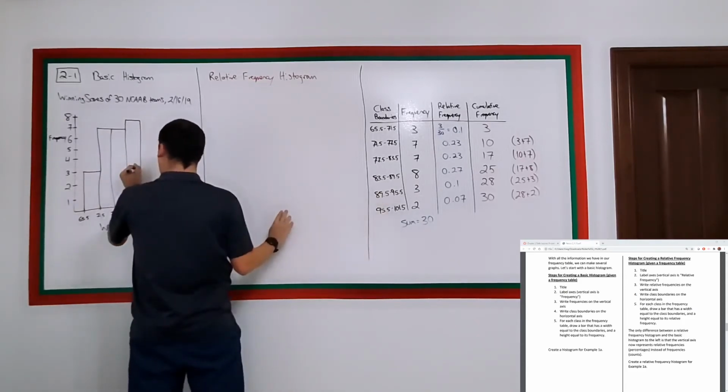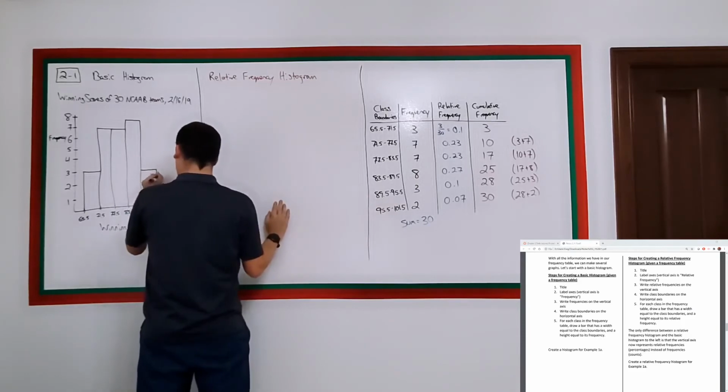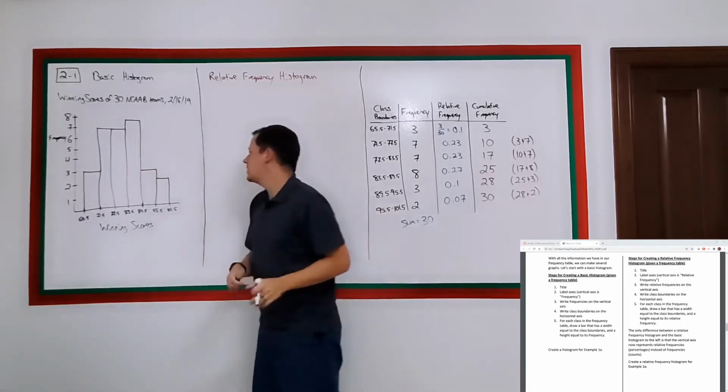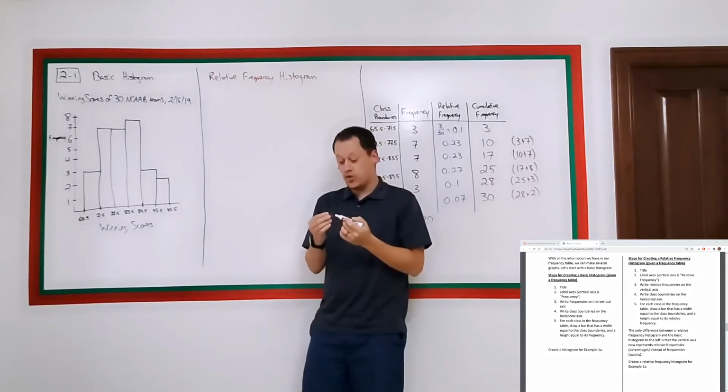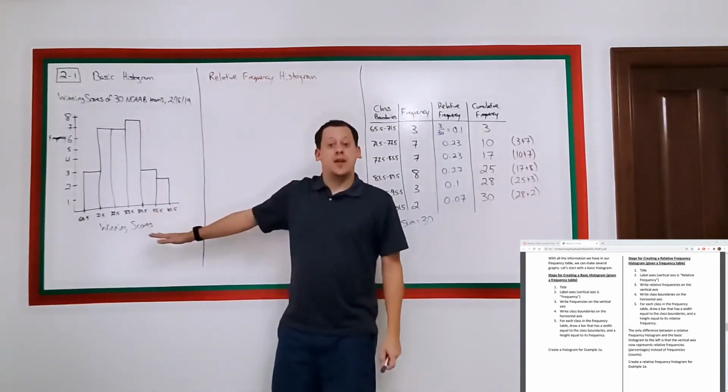3 and 2. Perfect. Well, not perfect, but good enough, right? And that is your completed histogram.